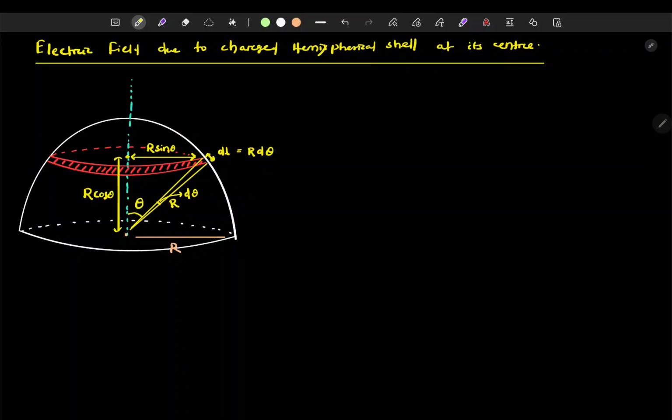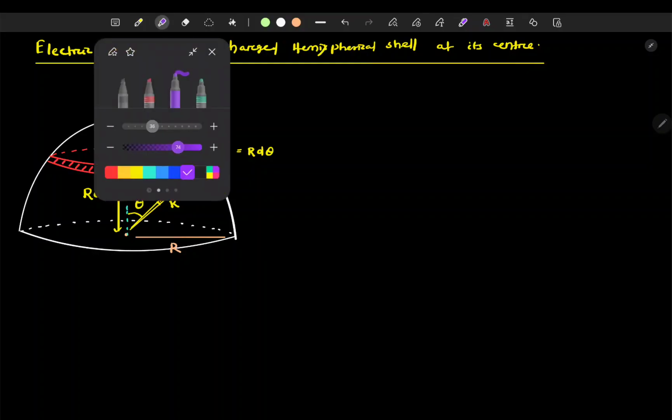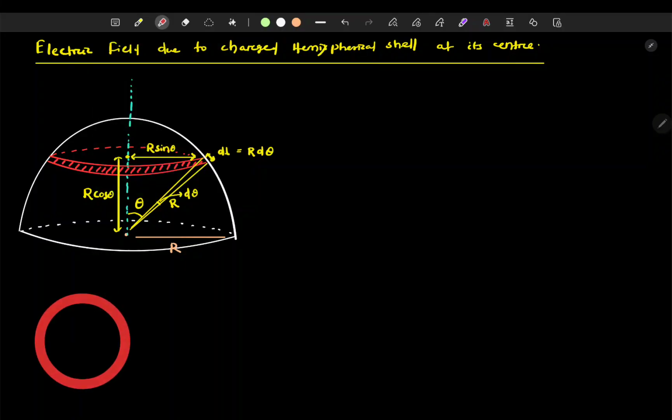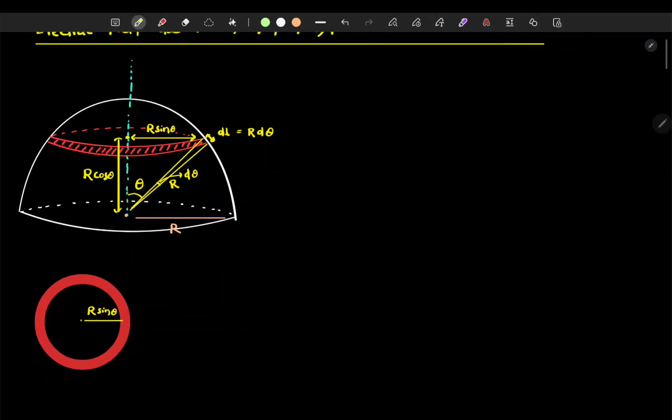So for the ring-like structure, look at the top view. From the top view we can consider it like this. This is that ring-like structure. Clear? And this radius is r sin theta. Listen to the concept properly, after that you can understand; otherwise you can't. This is your r sin theta, the radius. And what is the thickness? This thickness is r d theta.